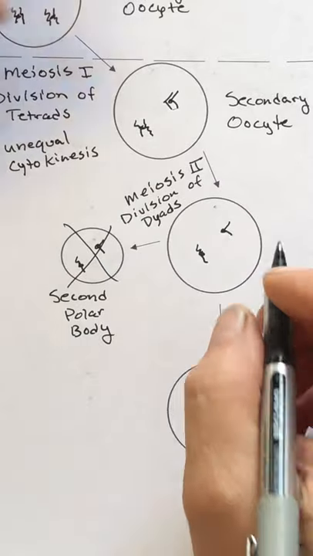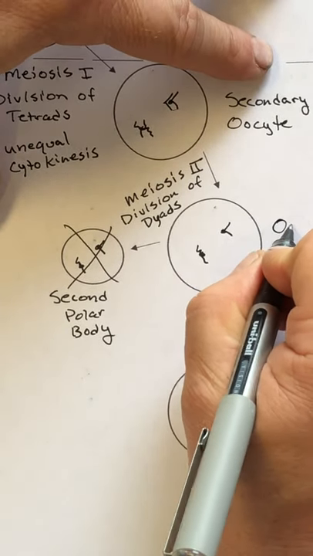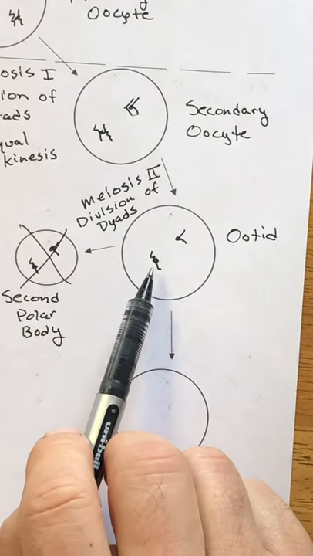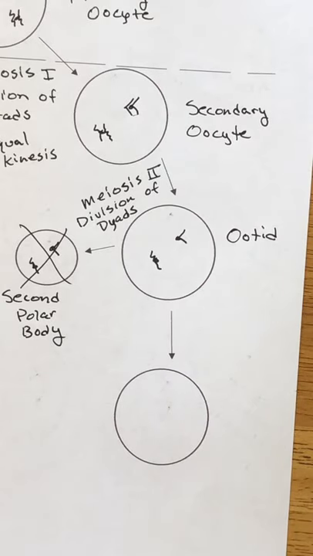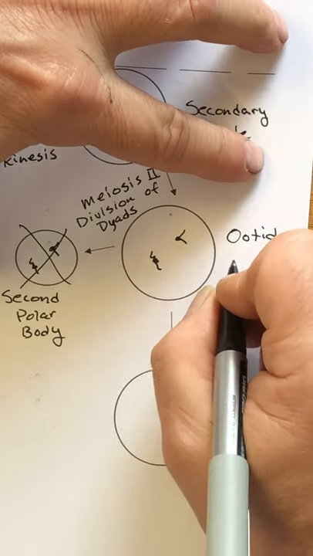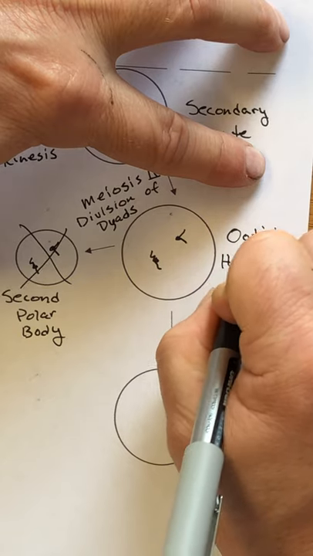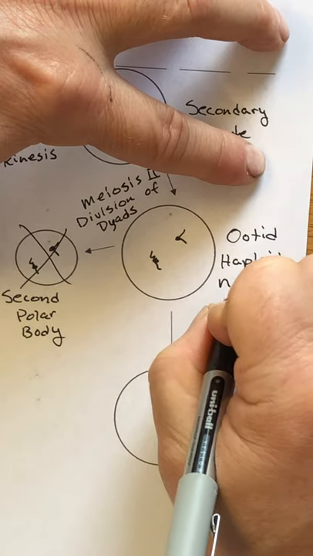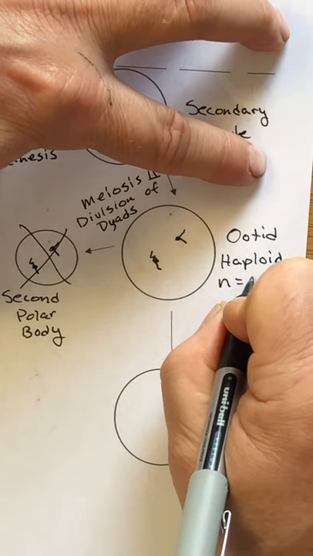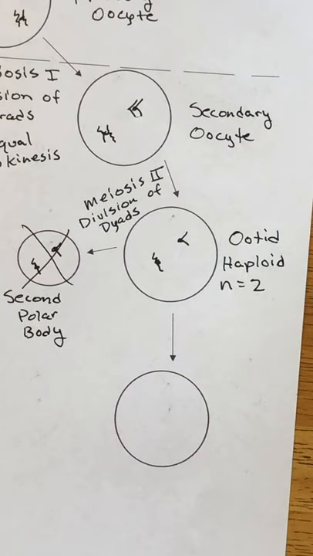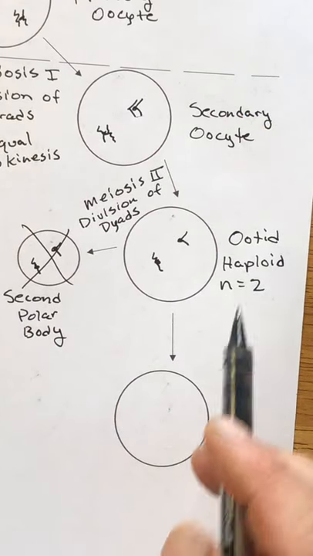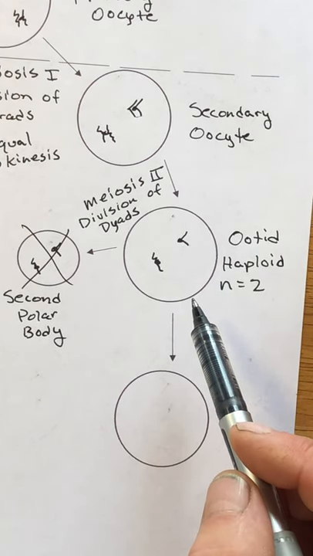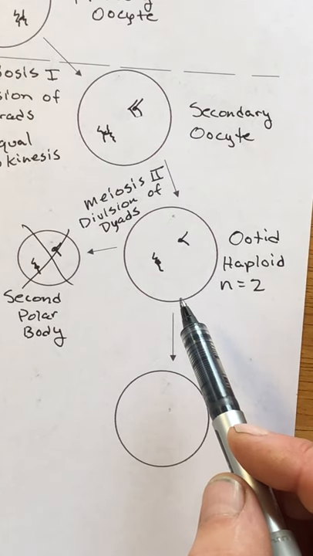This resulting cell is the immature egg or ootid. And if you take a look at this, the ootid has only one copy of each type of chromosome. So now we've reduced the chromosome count to haploid in the ootid. And we can write haploid shorthand as N, and in this case, N is going to equal 2. Now, basically this ootid will mature and eventually become the mature ovum or egg.